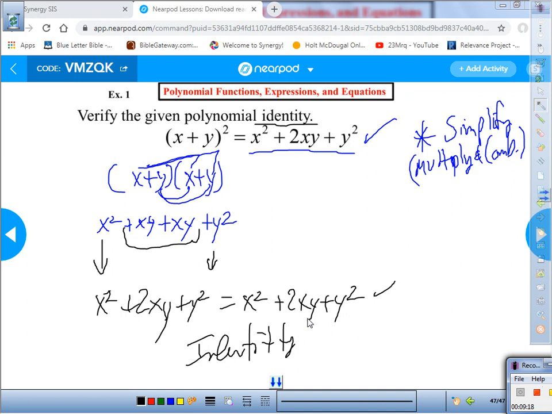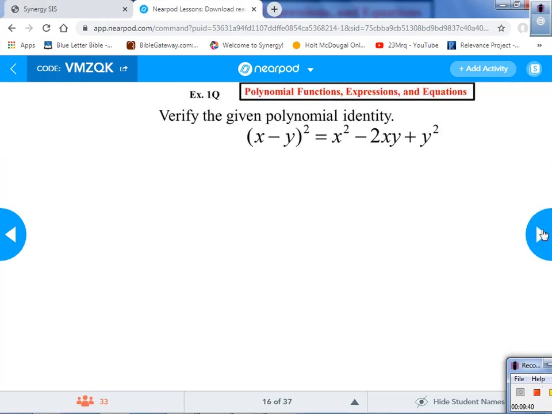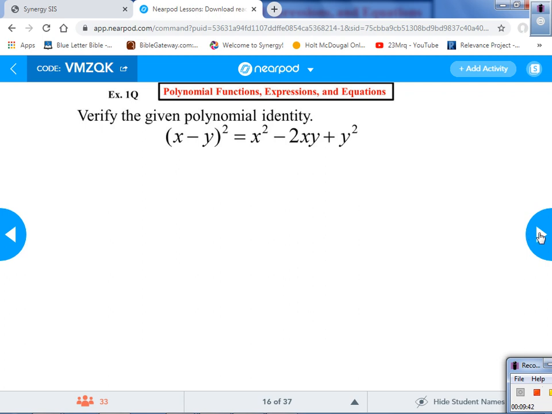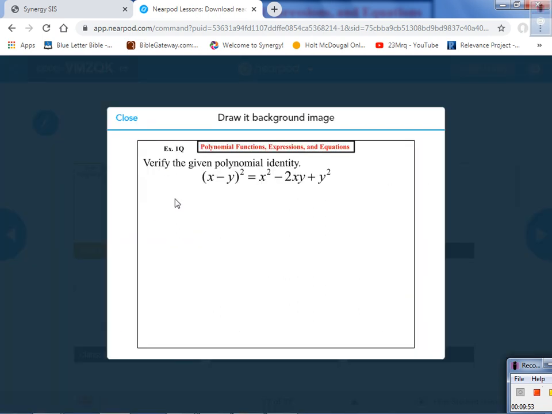So what if we end up with something that's not identical to the other? Not an identity. So copy that. And I'll send you one more for you to do by yourself. Example 1Q should be in front of you. So do example 1Q, and lock the toolbar and send it in as soon as you have it. Copy that and go.